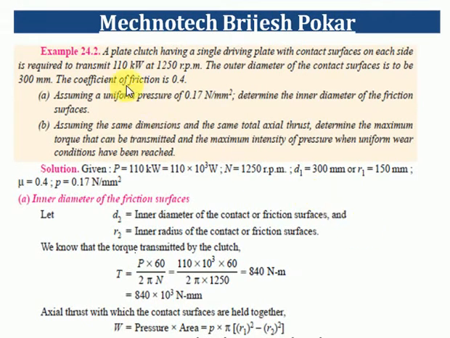Friends, our today's topic is an example of a plate clutch. So let's start. A plate clutch having a single driving plate with the contact surface on each side is required to transmit power. Here power is given, 110 kilowatt. So P is equal to 110 kilowatt and we have to convert it into watt. So 110 into 10 raised to 3 watt at 1250 rpm. So N is equal to 1250 rpm is given.